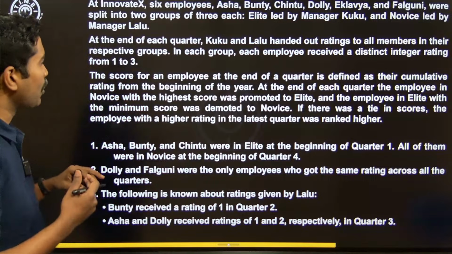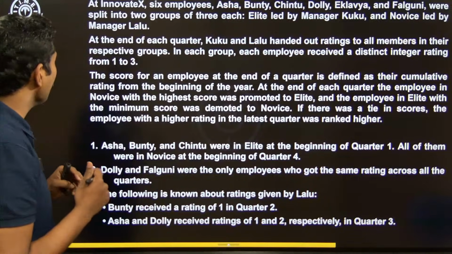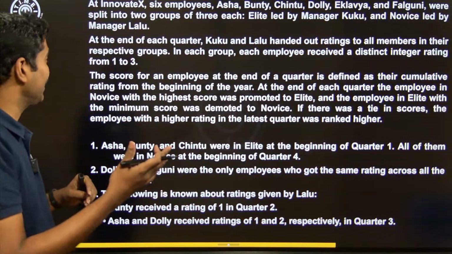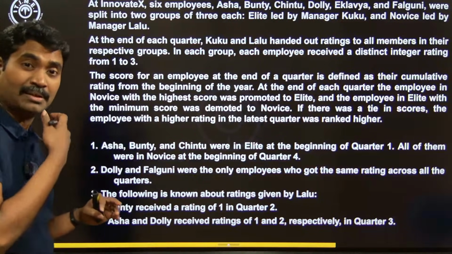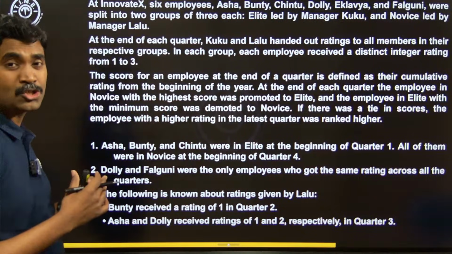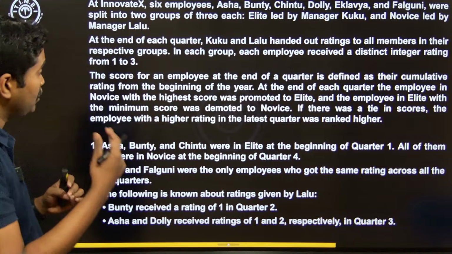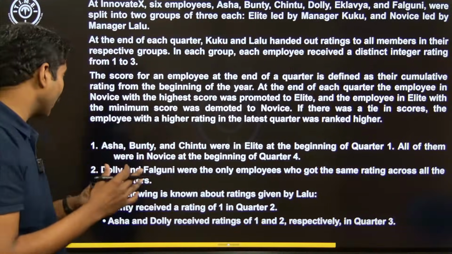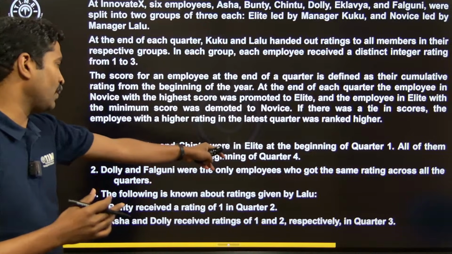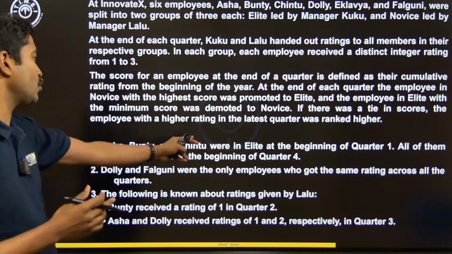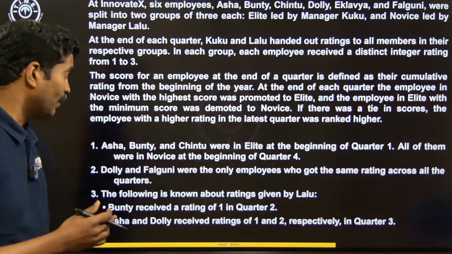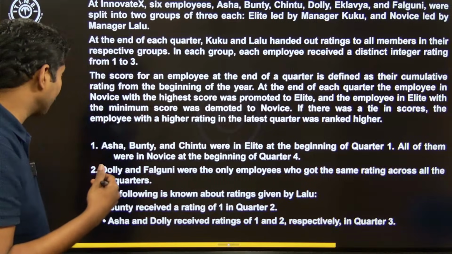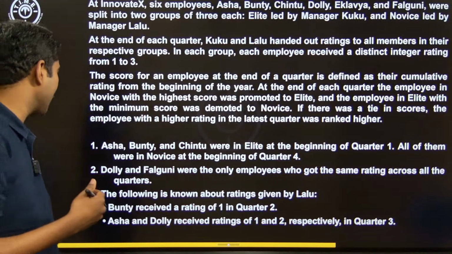So the score for an employee at the end of a quarter is defined as their cumulative rating from the beginning of the year. All right. Each quarter, it will be taken as a cumulative rating from the beginning of the year. At the end of each quarter, the employee in novice with the highest score was promoted to elite, and the employee in elite. All right, now that's really a lot. As A, B, C were in elite at the beginning of quarter 1, all of them were novice at the beginning of quarter 4. All right, so in the next 3 quarters, A went down, B went down, C went down, which means they had to be at the bottom. D, F were the only employees who got the same rating.